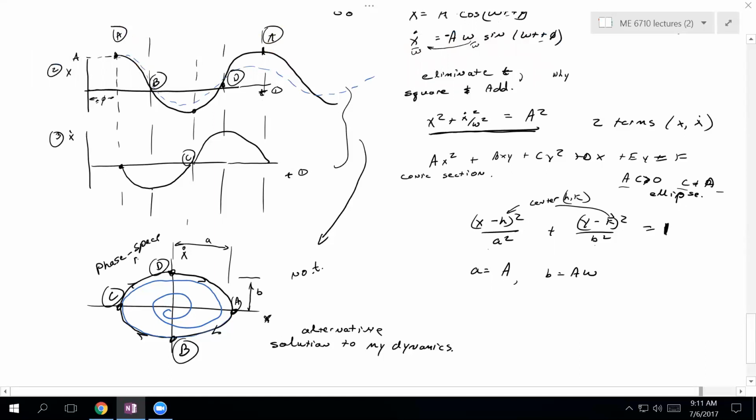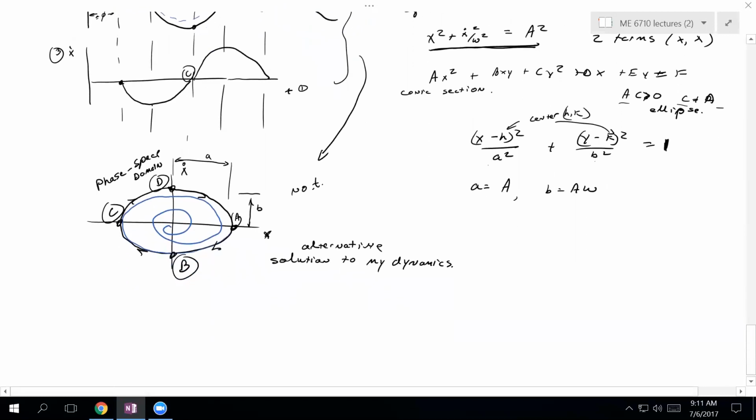Or my phase domain. This is time space or time domain. And they give me similar, really the same information. Okay, so phase portraits give me an alternative way to look at it.